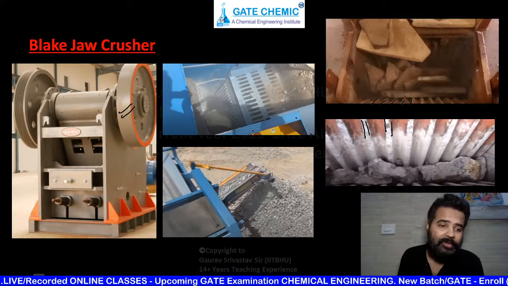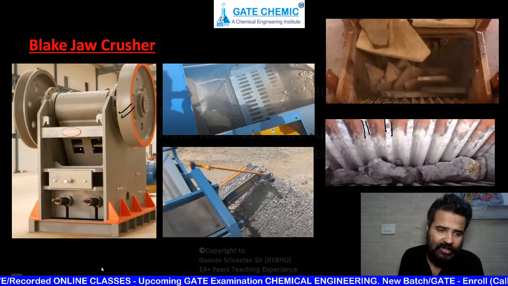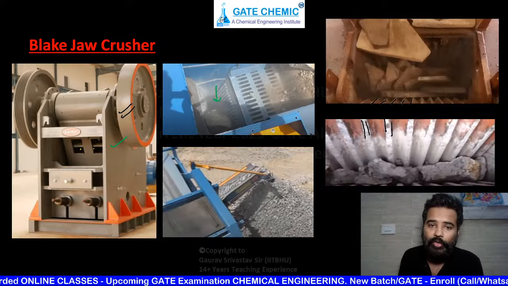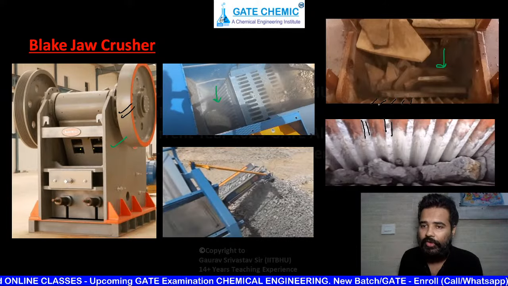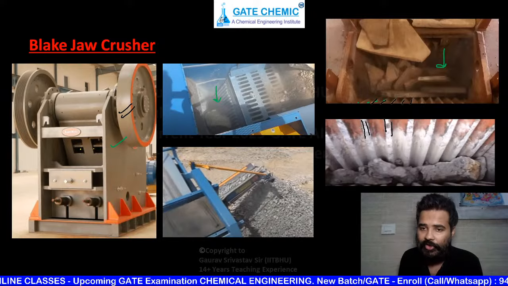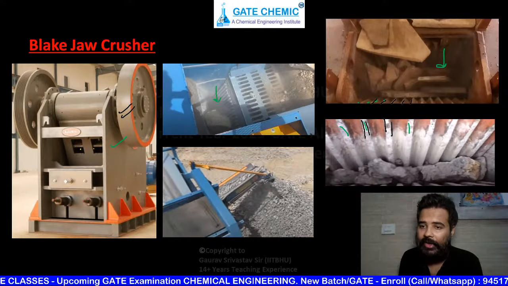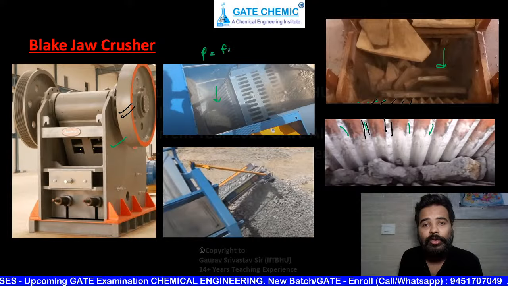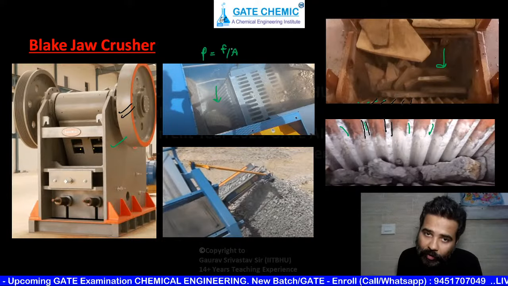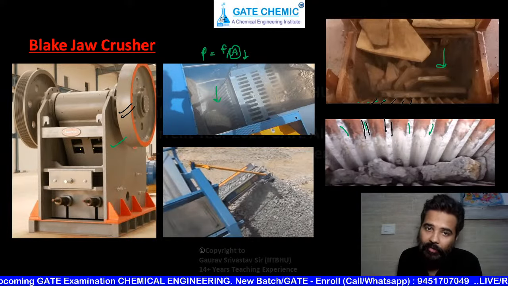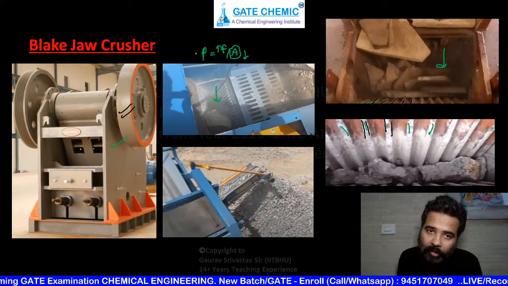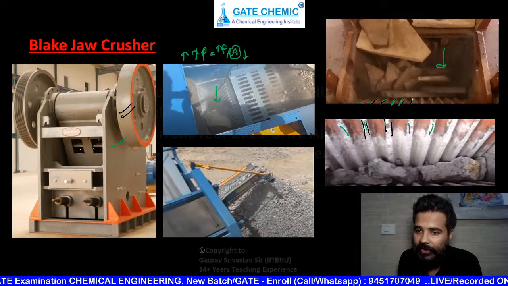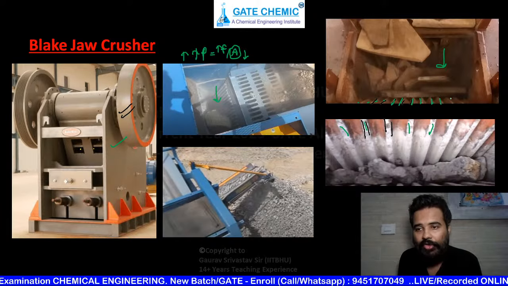A few diagrams here just for your feeling, just see it. No need to write anything. So this is the jaw crusher. You can see the top view, the surface of the jaws is corrugated. Why corrugated? Because pressure equals force per unit area. If you decrease the area for the same value of force, pressure will increase many folds. That's why the surface is corrugated.